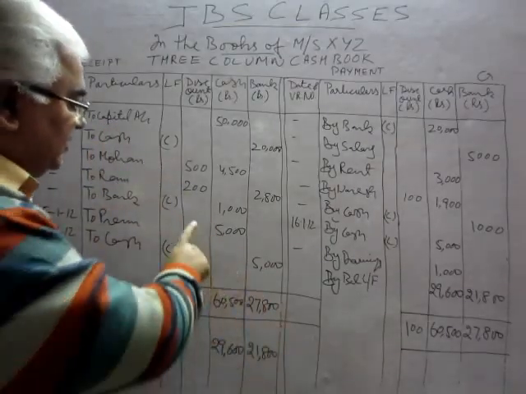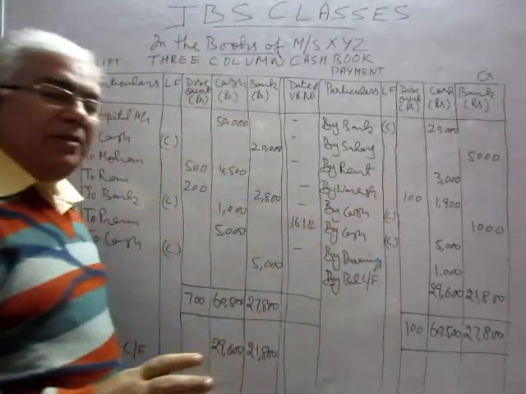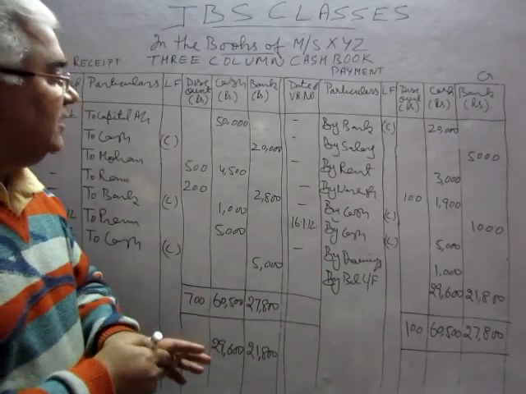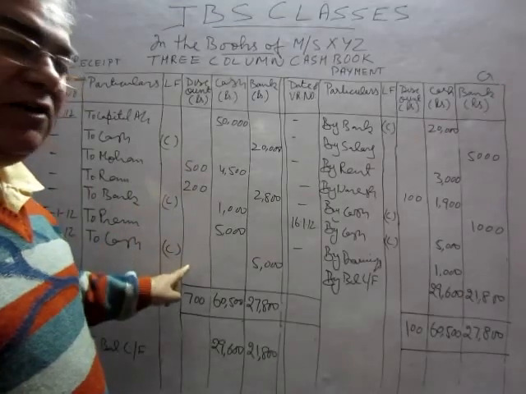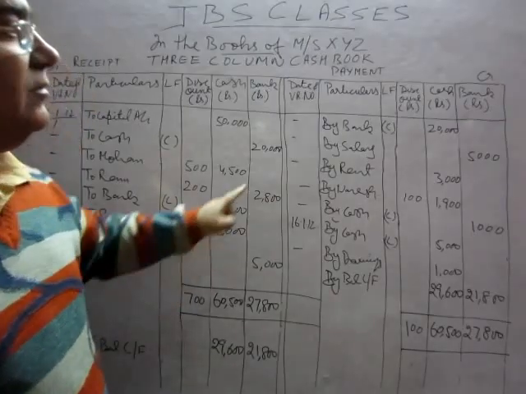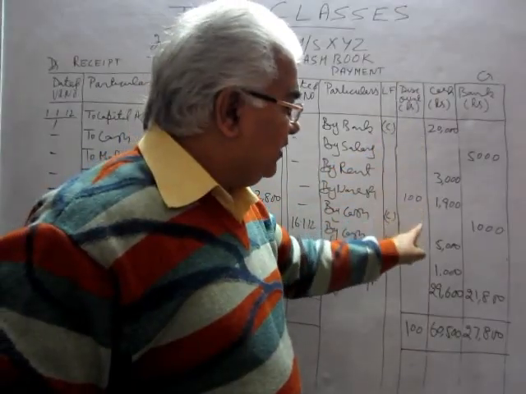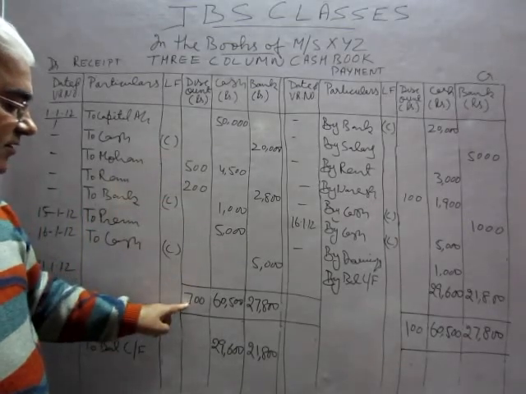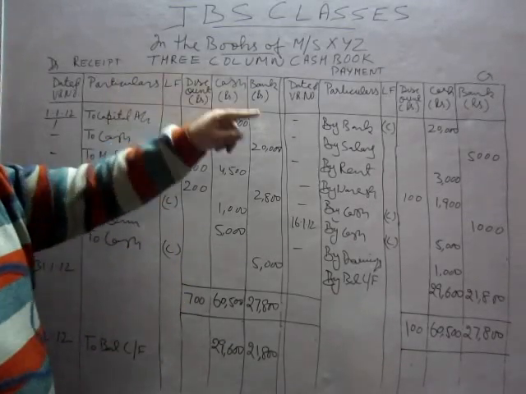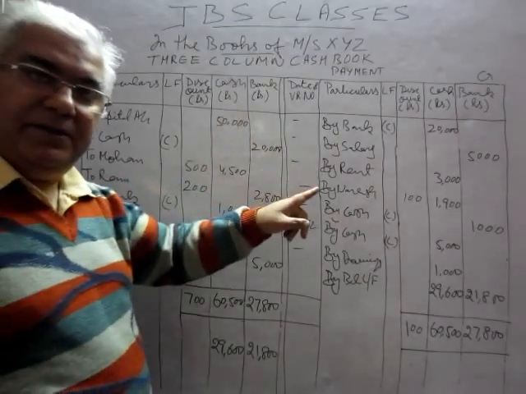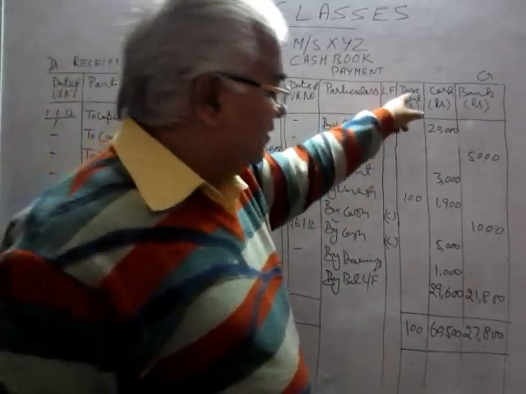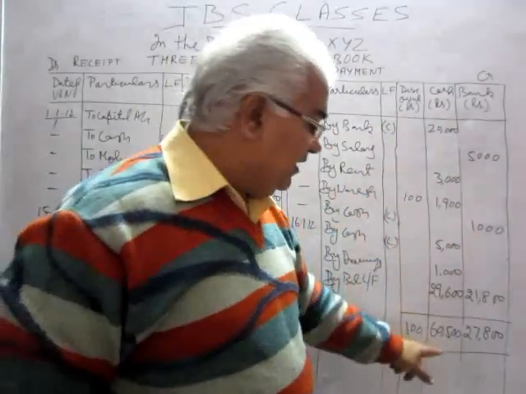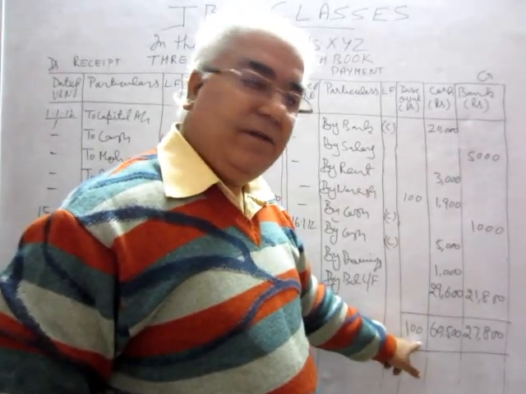Please note that these discount columns are not to be balanced against each other. They are different. Actually, this discount is discount allowed by us. It's an expense for us. And this discount is discount received by us. It's our income account. Okay? The total at the end of the month, this 700 will be debited to discount account in the ledger. And the total of this discount column, this 100 rupees, will be credited to discount received account. It's an income. Is this clear?